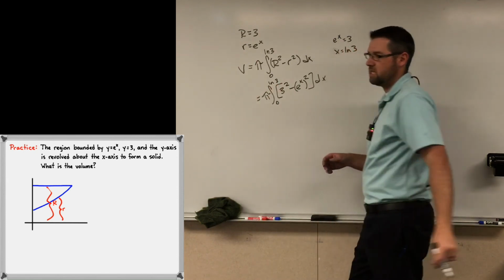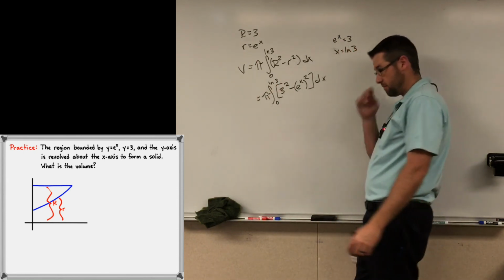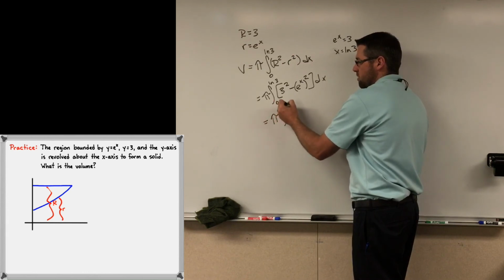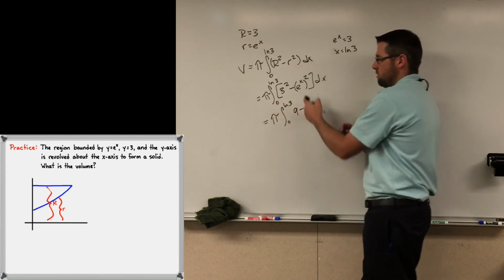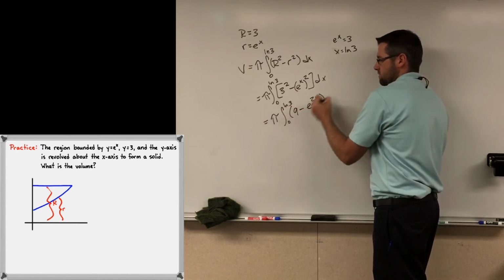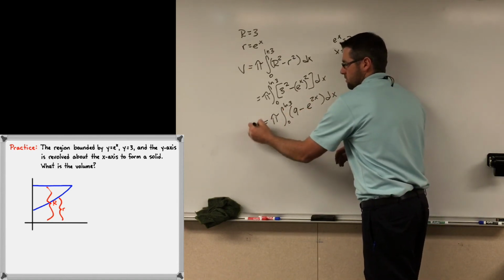And then pi over. Can I simplify that at all? Yeah. Pi times the integral from 0 to natural log of 3 of 9 minus what? E to the 2x. Yes. There it is.